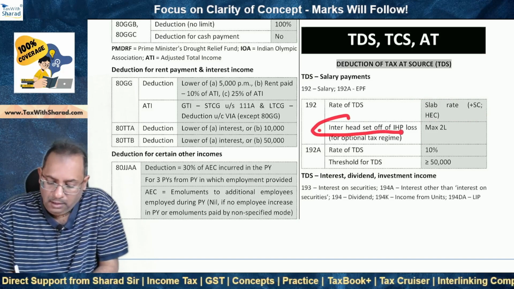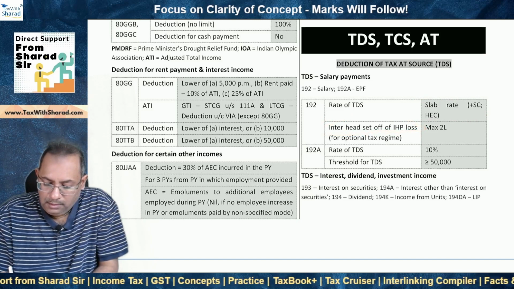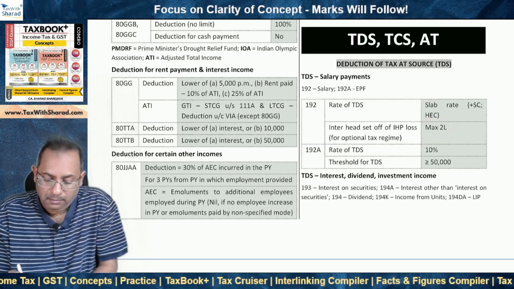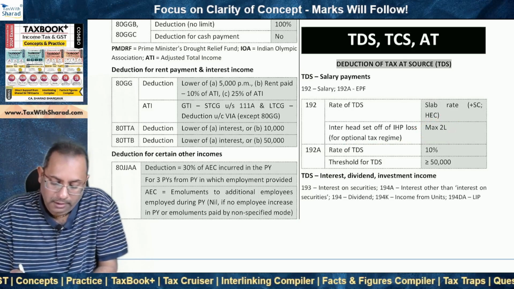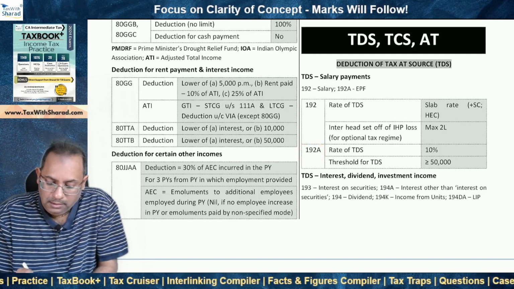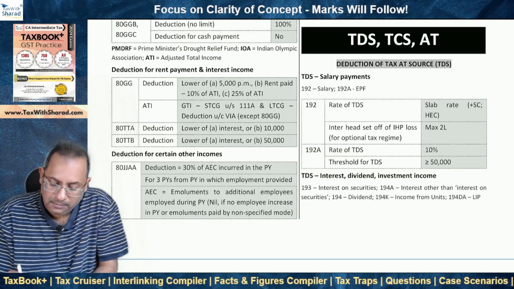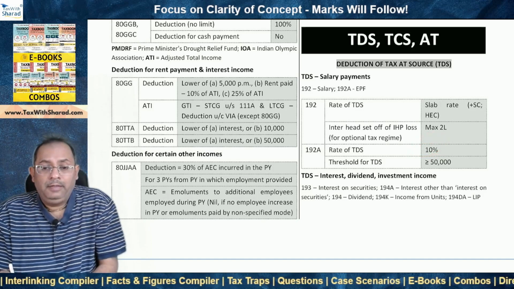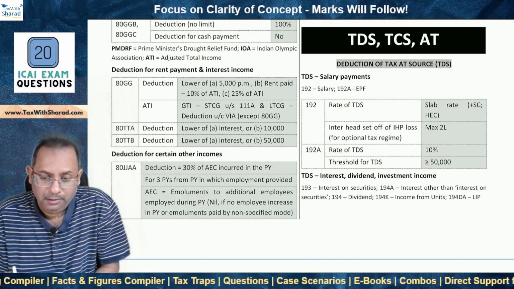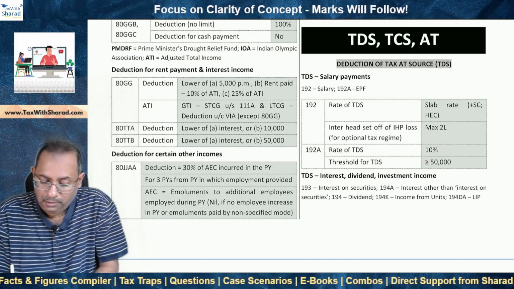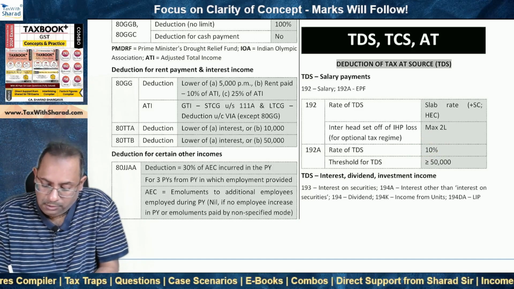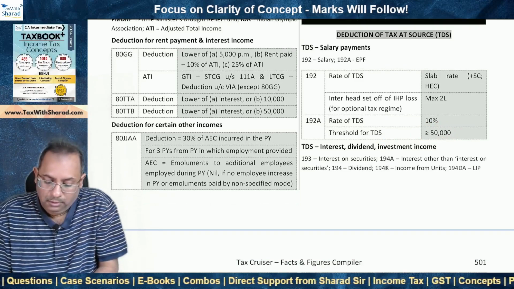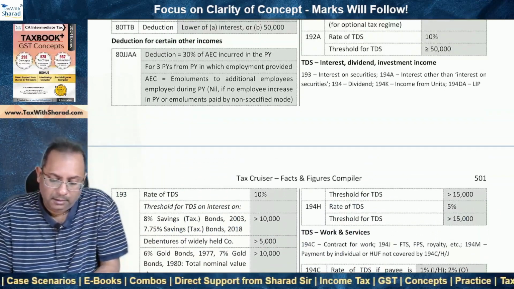Inter-head set-off of loss under the head IHP is allowed up to a maximum of 2 lakh in case of optional tax regime while computing the amount of TDS under 192. 192 is TDS in case of EPF payments. Rate of TDS is 10% and threshold of TDS. Threshold of TDS means when is the TDS required to be deducted? What should be the threshold of the amount? The threshold is 50,000 or more. So where the EPF payment is 50,000 or more, then only TDS is required to be deducted.